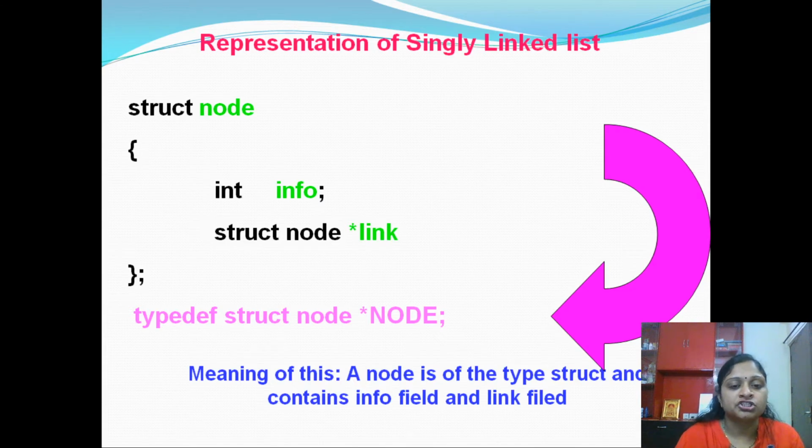Structure is a user-defined data type where you can combine different data types under one name. So in this particular structure, we are going to combine one integer variable and one pointer variable. Why do we need a pointer variable? Because the link part holds the address of the next node, and to hold the address of any node we need a pointer variable.